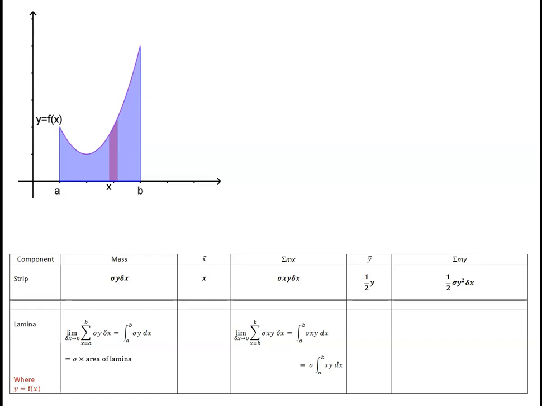For the sum of the my's, similarly, I want to add up all of the values of a half sigma y squared delta x between x equals a and x equals b. To improve the approximation, I've got to take the limit as delta x tends to 0 of that sum, which becomes the integral between a and b of a half sigma y squared. And provided sigma is a constant, I can pull the sigma outside the integration sign to get sigma times the integral between a and b of a half y squared.